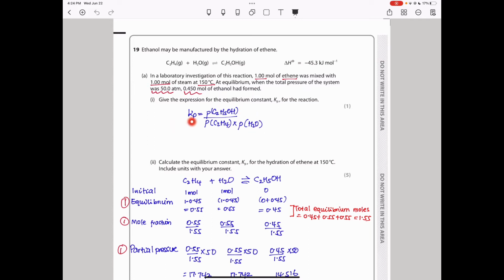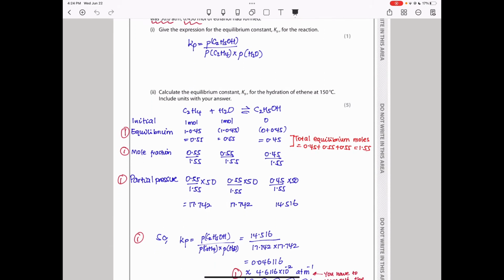If we want to find the expression for that, we need to look at the components present in the equation they've given us. Kp should be partial pressure of the products divided by partial pressure of the reactants. Please remember not to use concentration brackets because this is just partial pressure, so they have to be curly brackets. So, of course, the reactants are going to be ethene as well as water, so it's going to be easy to position them like that and come up with your equilibrium constant Kp. The next part asks, calculate the equilibrium constant Kp for the hydration of ethene at 150 degrees Celsius. Include units with your answer.